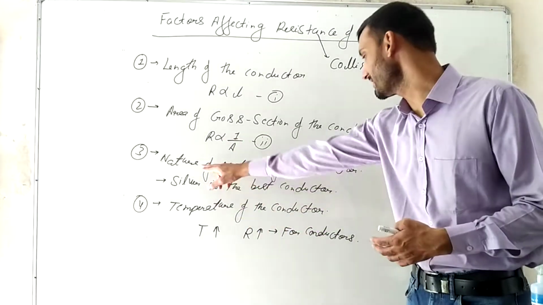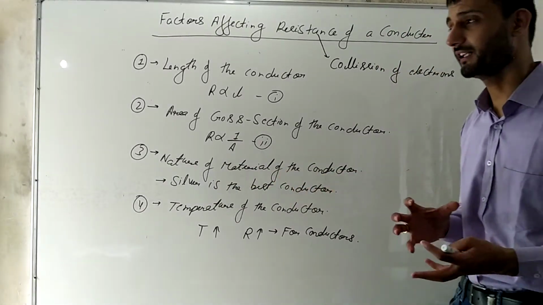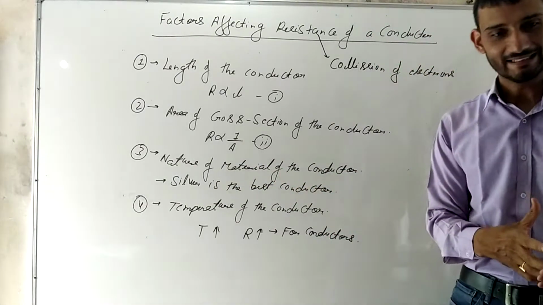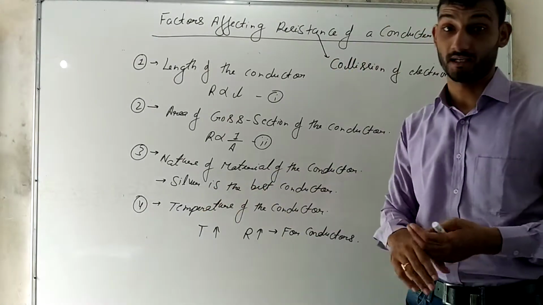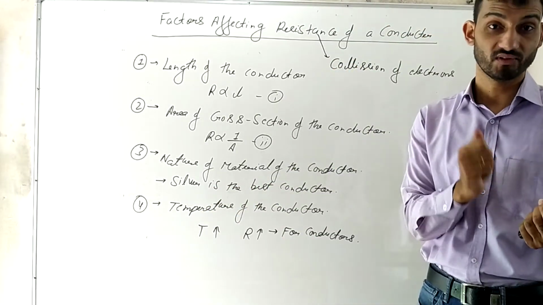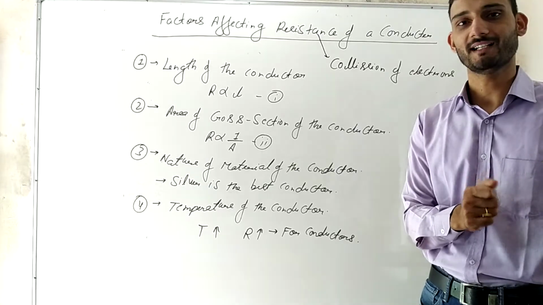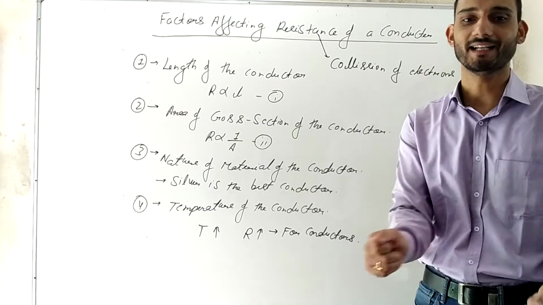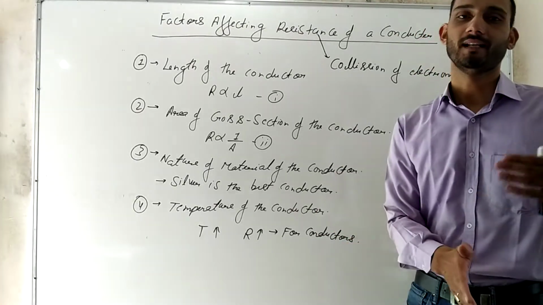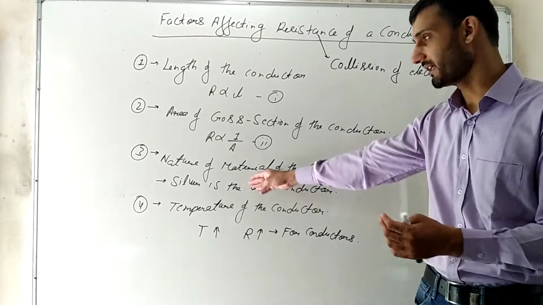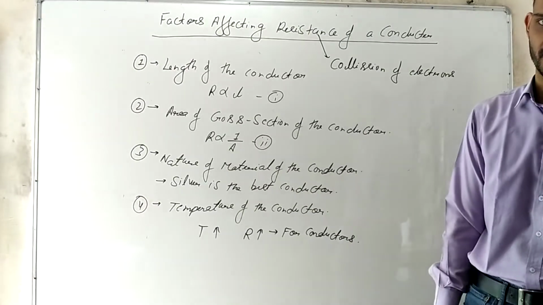Now this is very important: nature of material of the conductor. Nature of material means what material the conductor is made of. So silver is the best conductor. If you have a conductor made of silver, that will be the best conductor among any conductor made of some other material, like aluminium or copper. Silver is far superior to any other conductor.